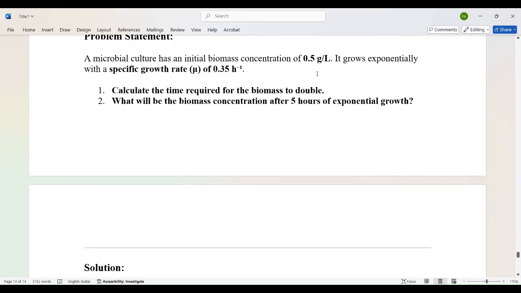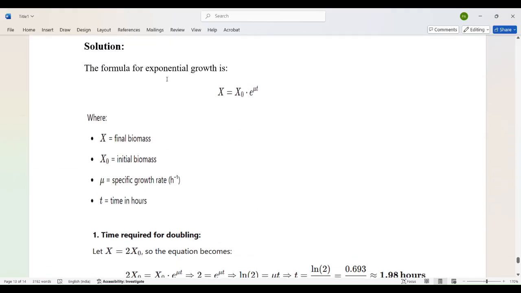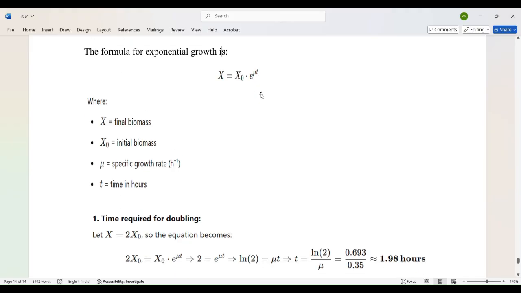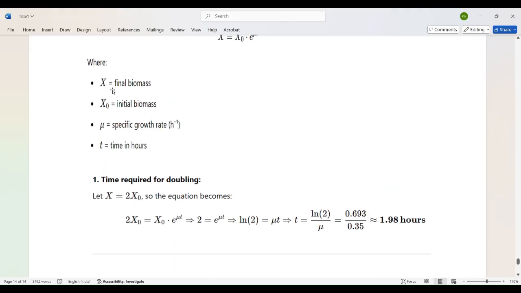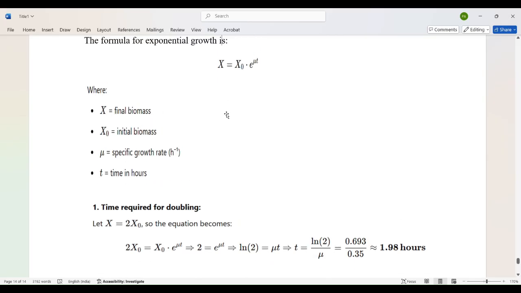And the next, it is asked what will be the biomass concentration after 5 hours of exponential growth. So this is the growth rate of 1 hour. What will be after 5 hours? Let us consider the calculation. For exponential growth, you need to consider this final formula, that is x equals x0 multiplied by e to the power mu into t. T represents time, mu is specific growth rate, x is final biomass, and x0 is initial biomass. So this is the formula.